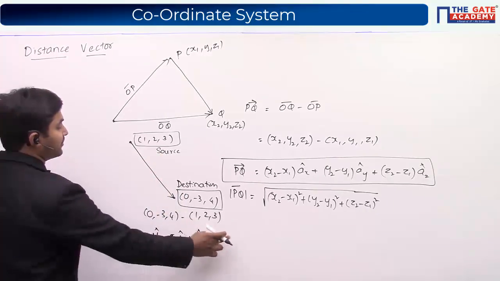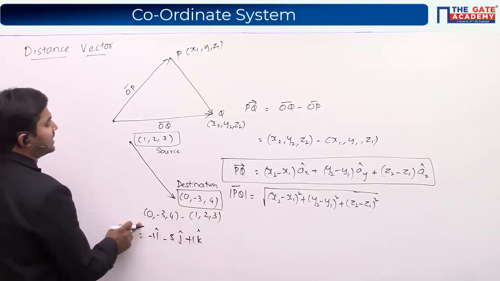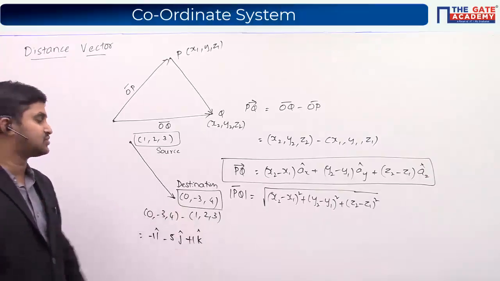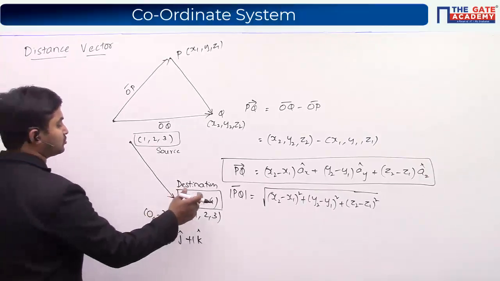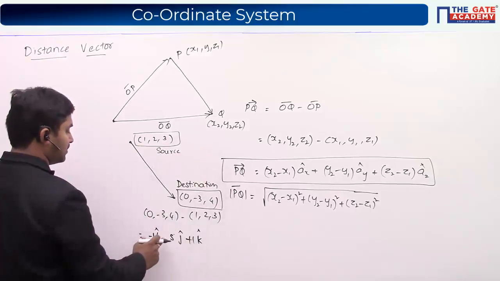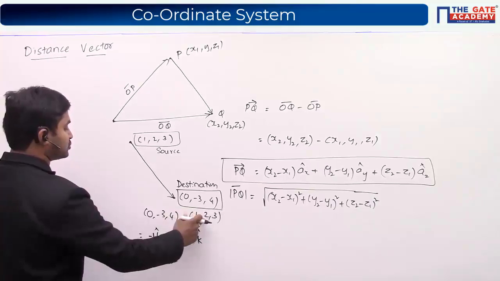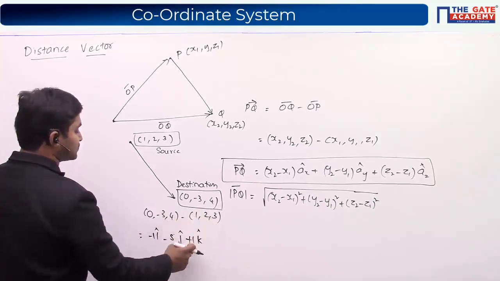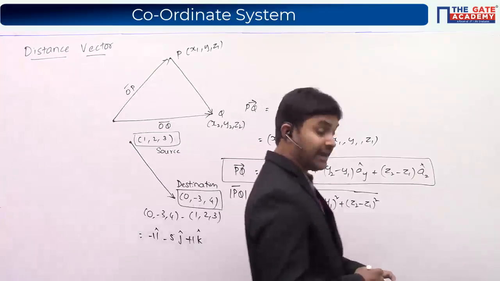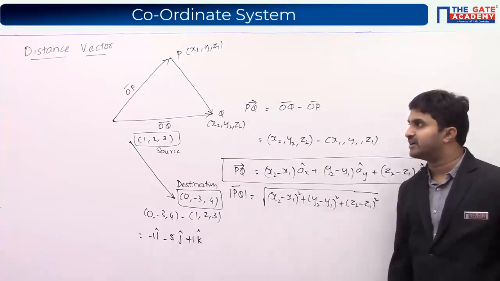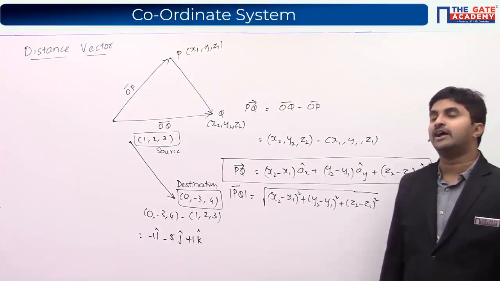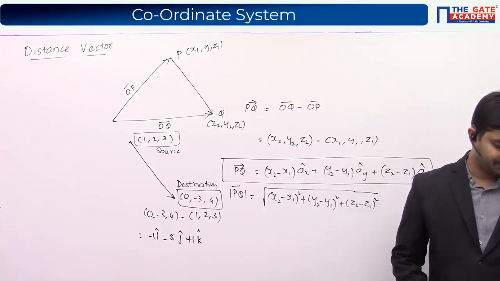So whenever we are forming a vector called a distance vector, we always write it as destination minus source. We always write it as destination minus source, which is given by what? (0, -3, 4) minus (1, 2, 3), which is equal to minus 1 i, minus 3 minus 2, minus 5 j, 4 minus 3, which is 1 k. Please let me know if you are having any doubt regarding the distance vector, how to form the distance vector. And this knowledge will help us a lot in finding out the electric field and magnetic field in the later classes.